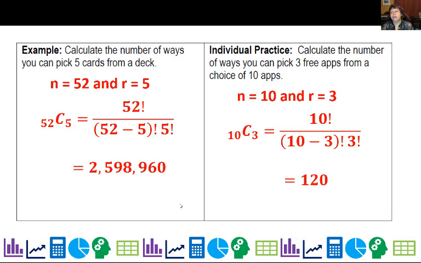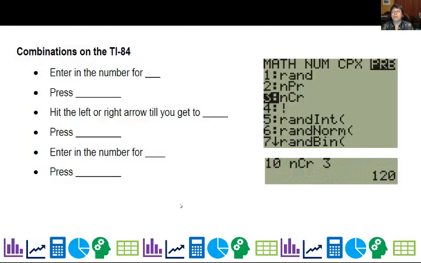Now you're probably going, it's a pain to do 52 factorial because it's such a big number. And that's true. So there is a shortcut to do these on the calculator. To do combinations on the TI-84, first of all, you enter in your number for n. In this case, it would be 10. Then you press math like we did before and scroll over to PRB. Then you're going to press 3, which is for that nCr right here, and then enter in the number for r. In this case, it just happens to be 3. And then you press enter and it spits out your answer.